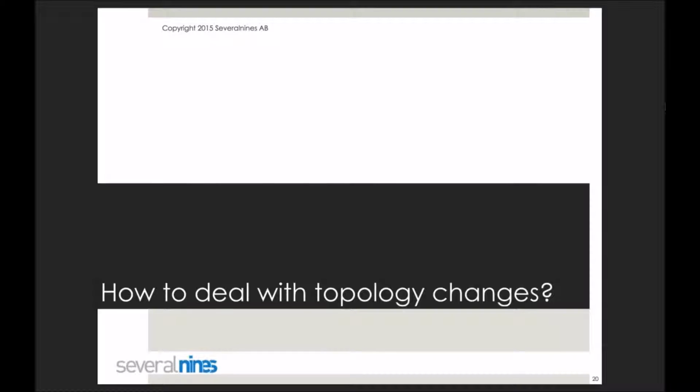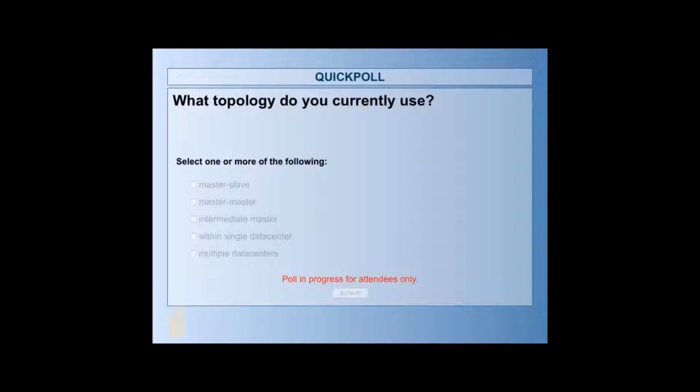Yeah, thanks, Christoph. So before we start looking at the topology changes topic, I want to ask all of you in the audience what topology you currently use yourselves, whether it's master-slave or master-master, intermediate-master, whether you operate within a single data center or multiple data centers, or it could be a combination of those two, so then there could be more than one answer to this question. But it'd be great to get your feedback here. So thank you for your participation.